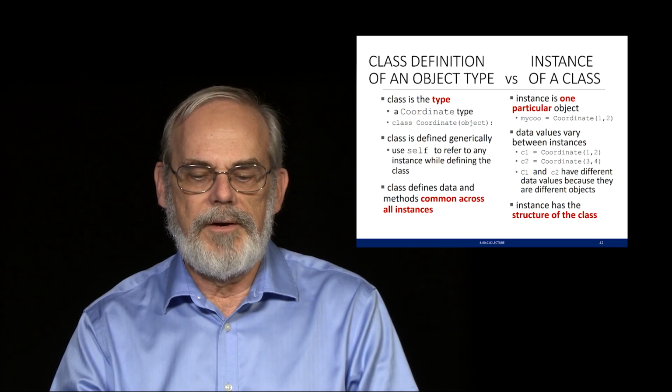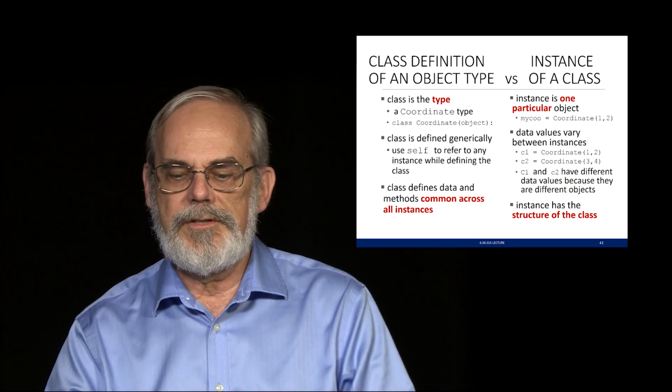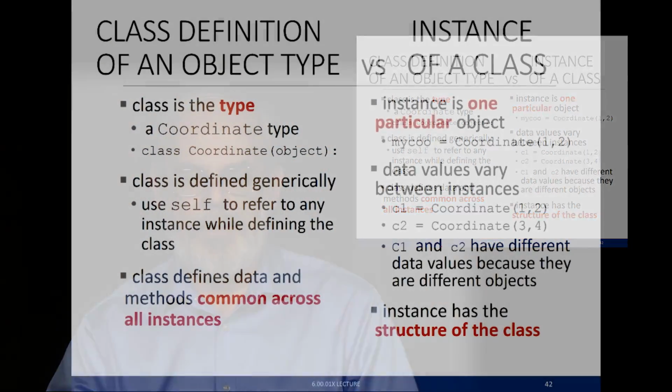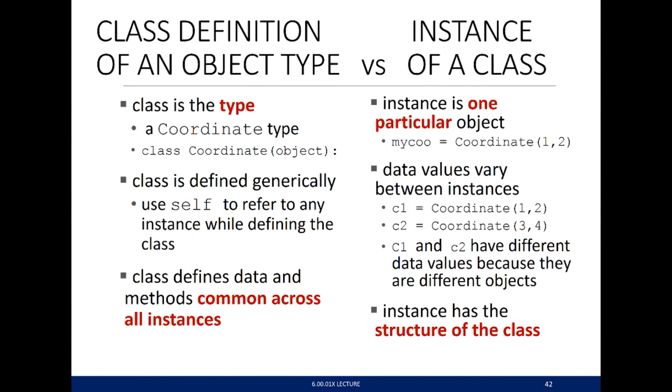One last way of thinking about this, I've got a class definition of an object type. I want to distinguish that from the instance of it. So a class is the type itself. When I created coordinate, it was a class type. And the class is defined generically. I use self to refer to any instance while defining the actual class. And that class defines the data and methods that are common to all instances of the class.